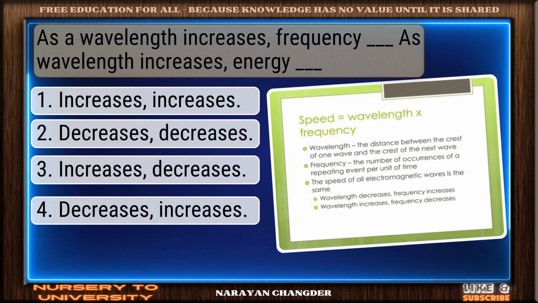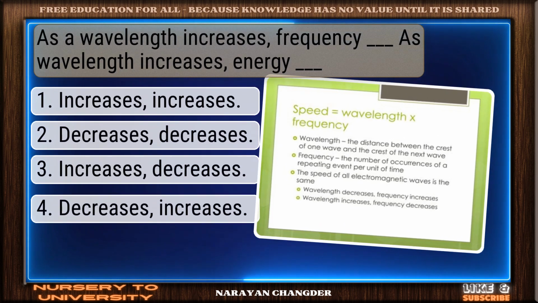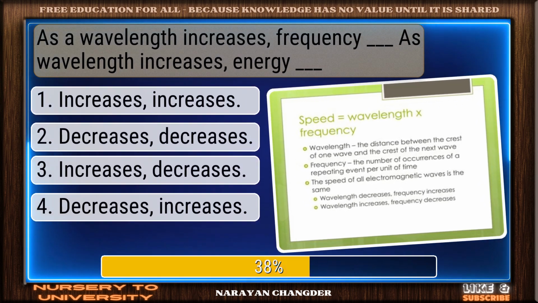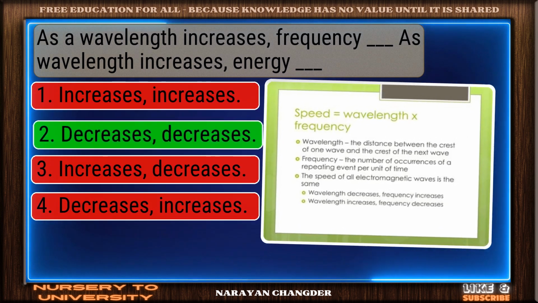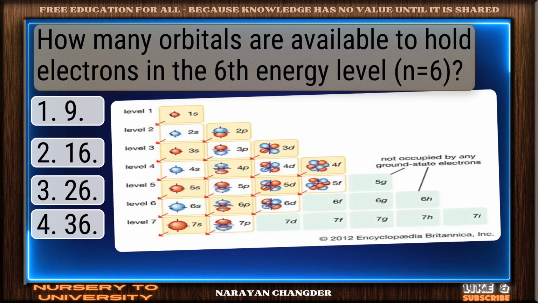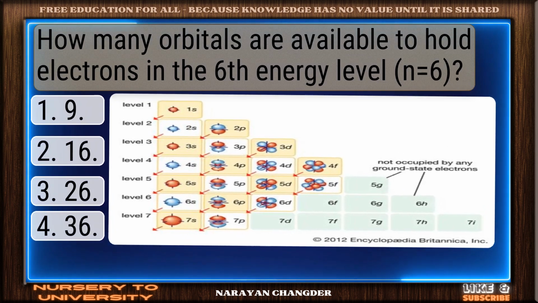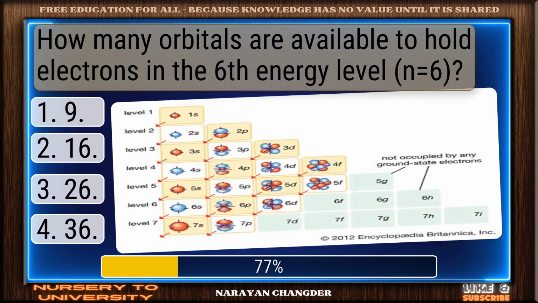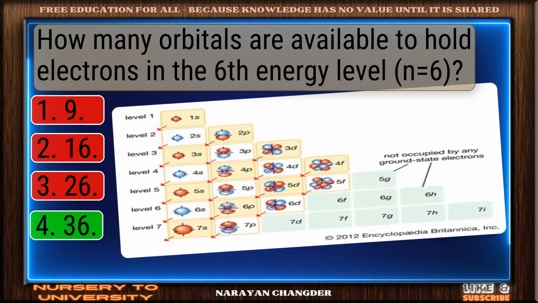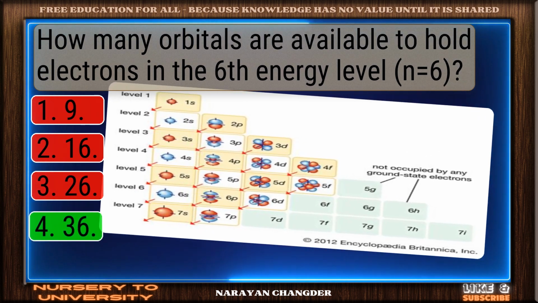As wavelength increases, frequency dash. As wavelength increases, energy dash. Nicely done. Decreases is a solid answer. How many orbitals are available to hold electrons in the 6th energy level? Perfect. 36 is the correct choice.